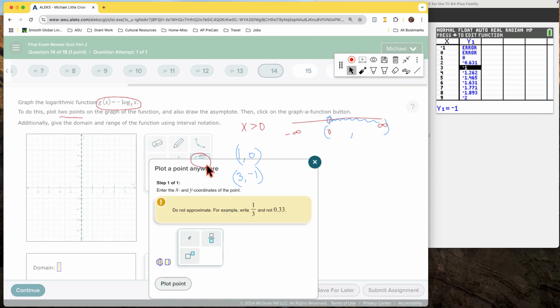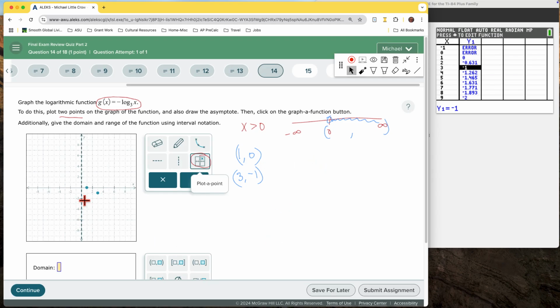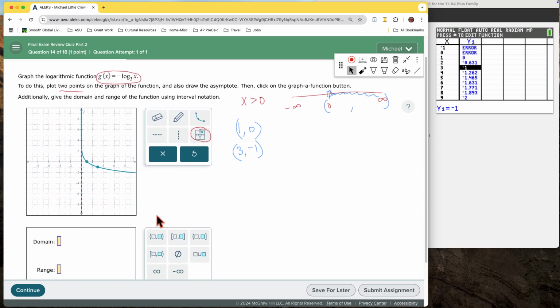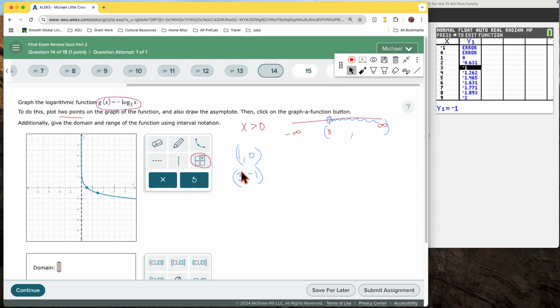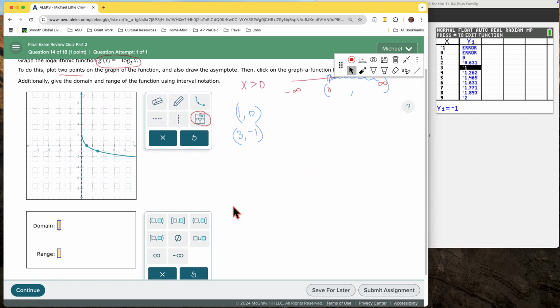And what we're going to do here to graph it, we'll put in 1 and 0 and plot that point. And then we will put in 3 and negative 1 and plot that point. It's there, and we can see it's matching our graphing calculator. We'll click on this. It's got the graph there, so we're good to go so far. We looked at our domain. We know our domain here is going from 0 to infinity, parentheses on both sides. And you'll see that with a logarithm, that's always going to be the case. The range goes up to negative infinity, and actually this one's going to keep going down slowly, but it will go down to negative infinity.